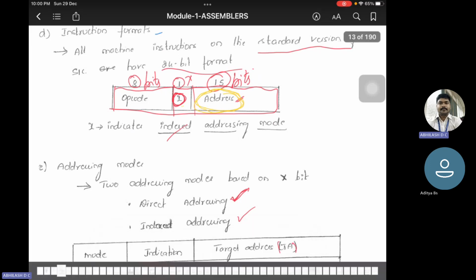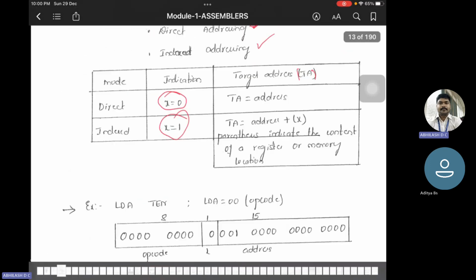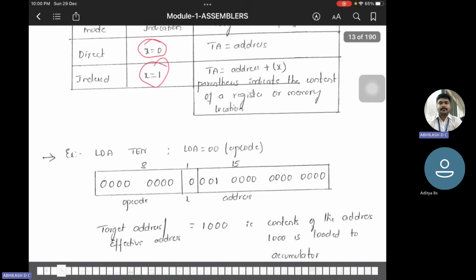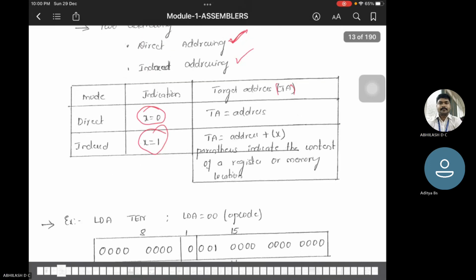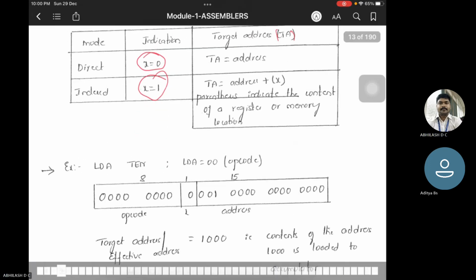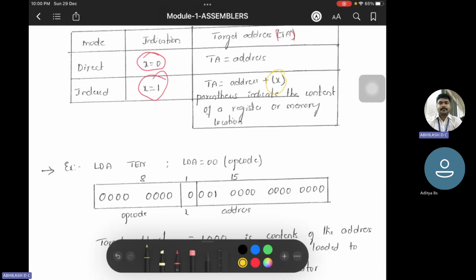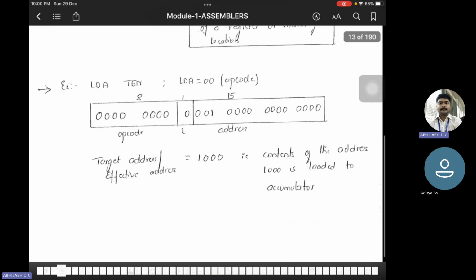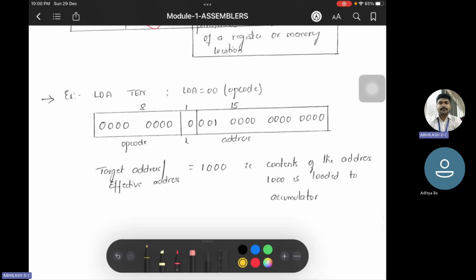What will be the index addressing? The index addressing will have the contents of X added. If X is equal to 1, the contents of X plus the address will become my target address, right? So we can just see one example here.